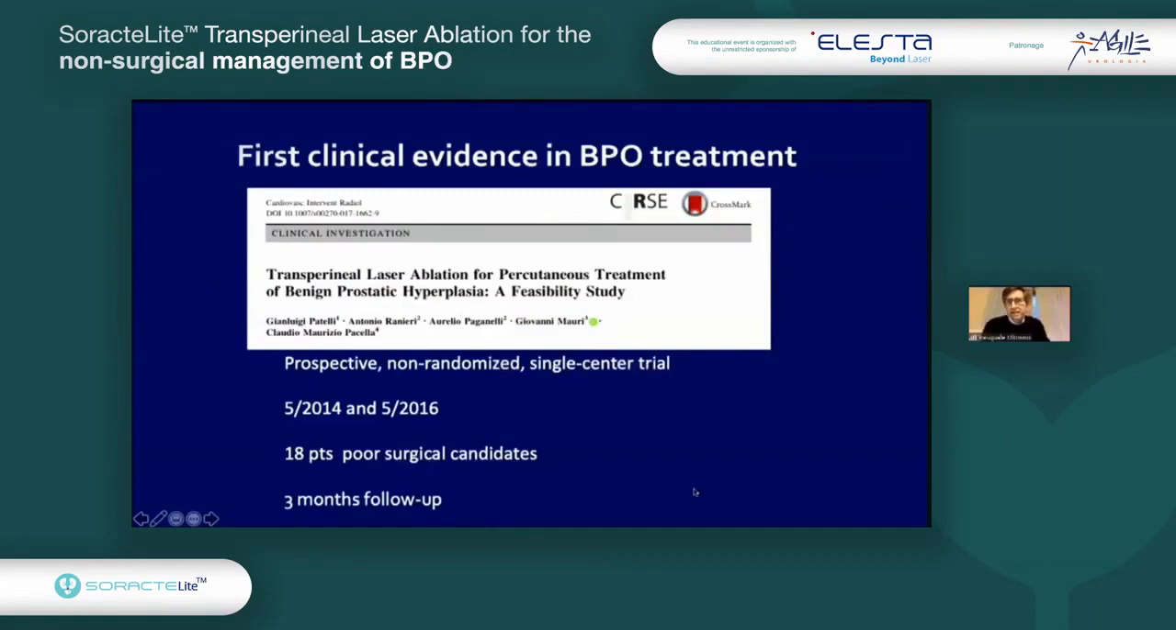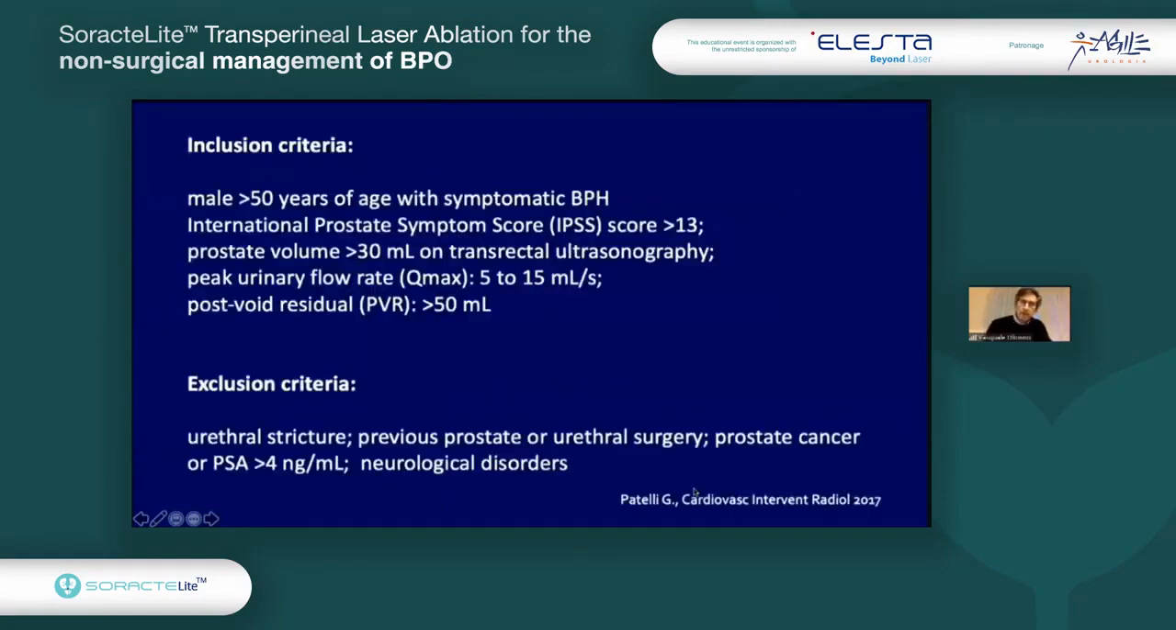The first clinical evidence in the treatment of BPH comes from Patel, an interventional radiologist, who did a prospective, non-randomized, single-center trial between 2014 and 2016 on 18 patients. They were surgical candidates. The inclusion criteria were males above 50 years old with IPSS score above 13, a prostate volume above 30, a Qmax between 5 and 15, and a post-void residual above 50 cc.